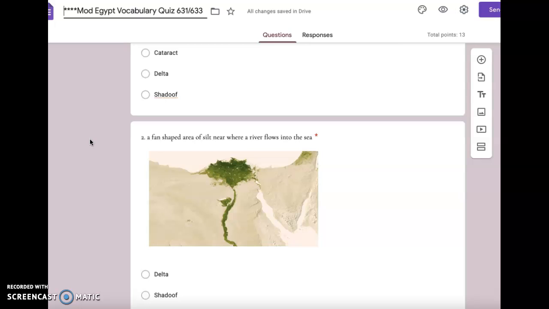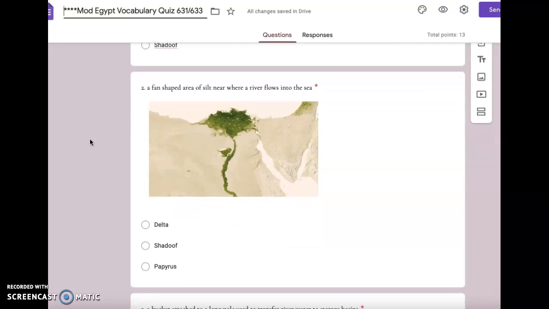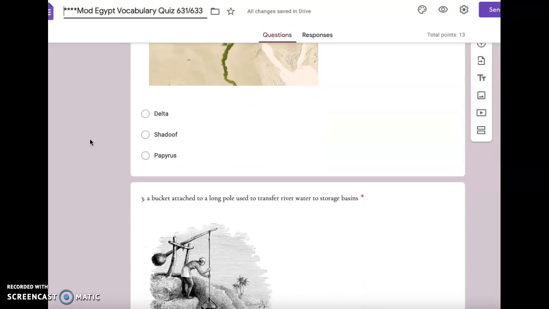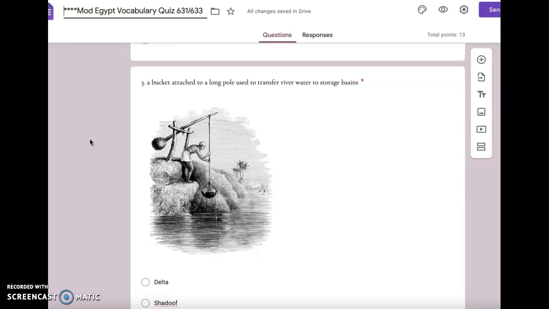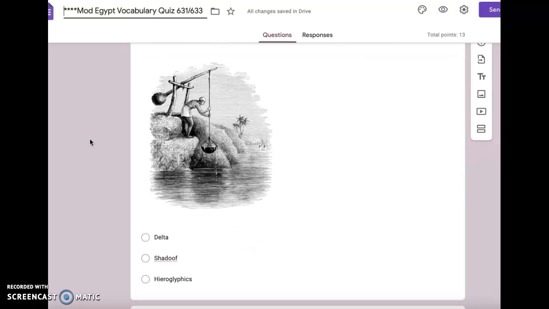Number 2. A fan-shaped area of silt near where a river flows into the sea. Delta, shadoof, or papyrus. Number 3. A bucket attached to a long pole used to transfer river water to storage basins. Delta, shadoof, or hieroglyphics.